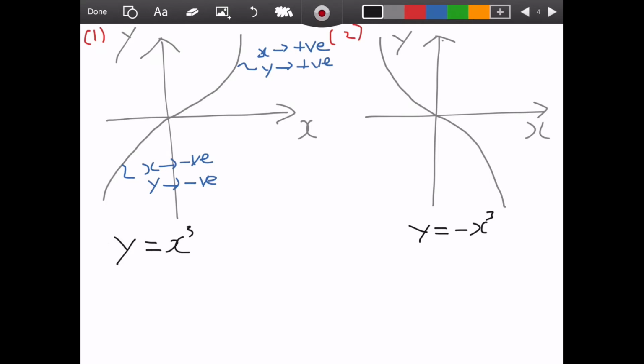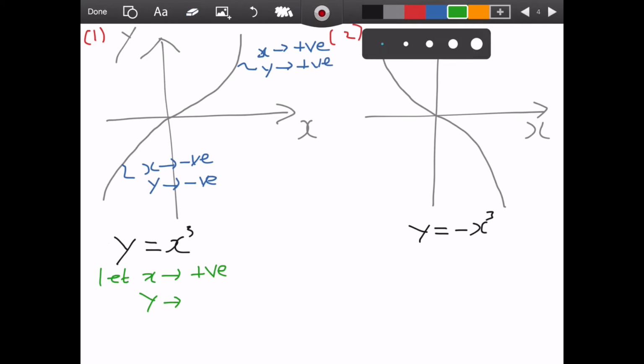So let's substitute. Let x be positive, and what do you think y is? Positive. So let's substitute positive 1. Positive 1 cubed is equal to 1, right? So when x is positive, y is also positive. So let's put here, when x is positive, y is positive.